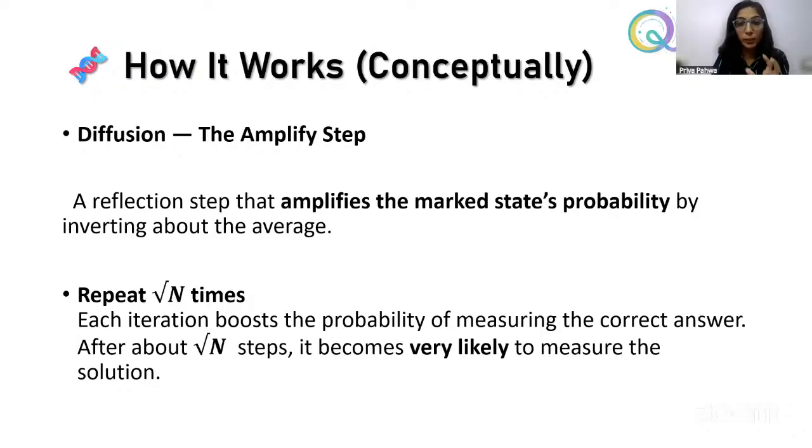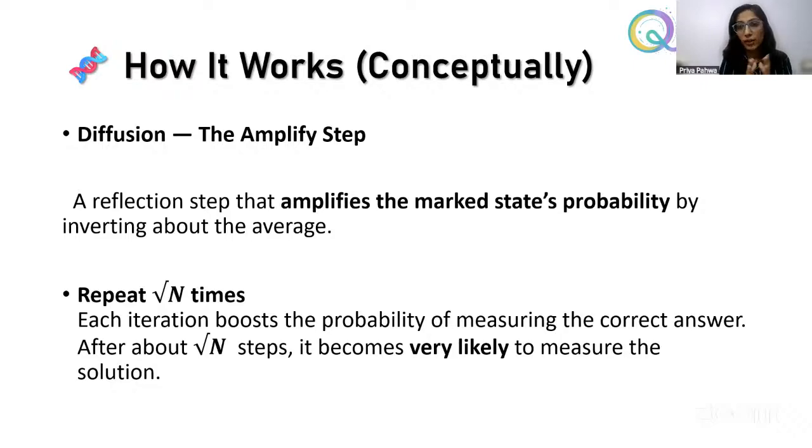We have to repeat it for about root n iterations until the probabilities of all the other items in that list come down, and the probability of the marked item we are looking for goes up to the highest. That's how we find out that this is the one I was searching for. So this is actually Grover's algorithm.